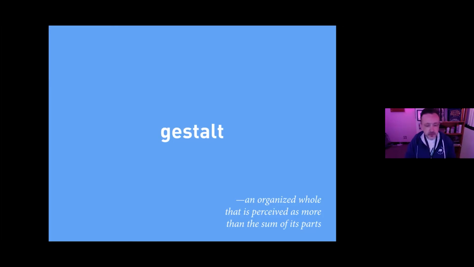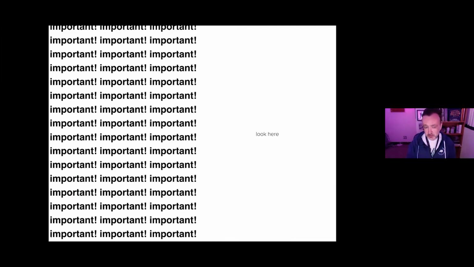Conceptually, one of the most important things is this idea of Gestalt, which is the manner in which we see the entire graphic as a whole and how we organize it into separate parts. So a very important example of Gestalt is this. I think it speaks for itself.